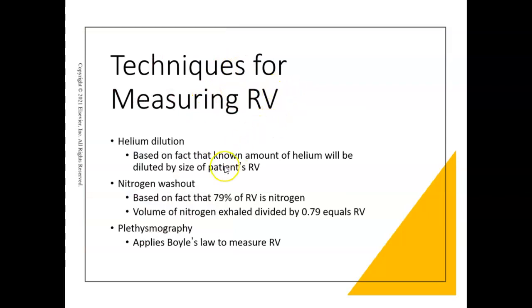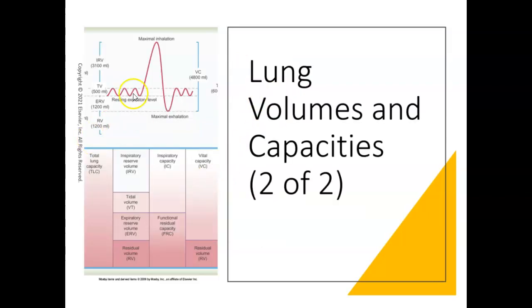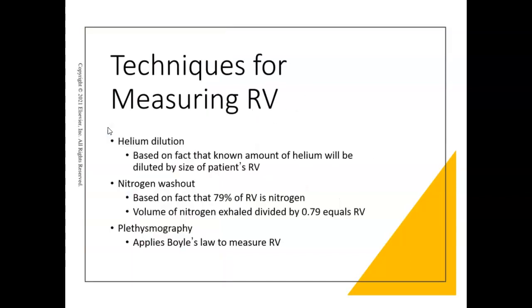Okay. So I mentioned that all of these volumes I can measure directly, but this volume down here is a volume of air that stays in my patient's lungs and doesn't get exhaled. So I have to indirectly measure this volume. There's a couple different ways that this can be done. Okay. In every lab, the most appropriate way is plethysmography. So plethysmography is the best way to measure your RV.